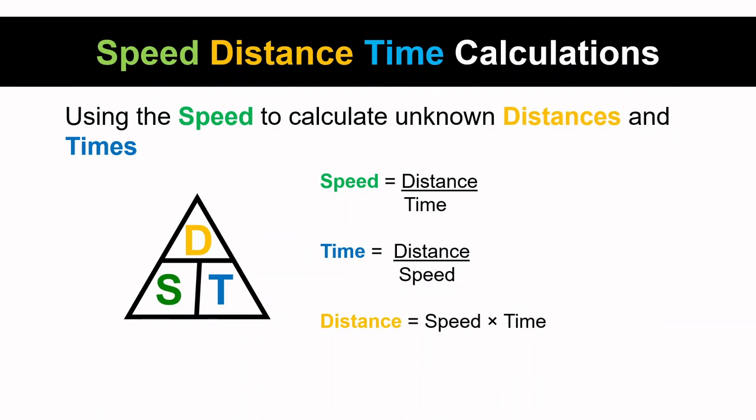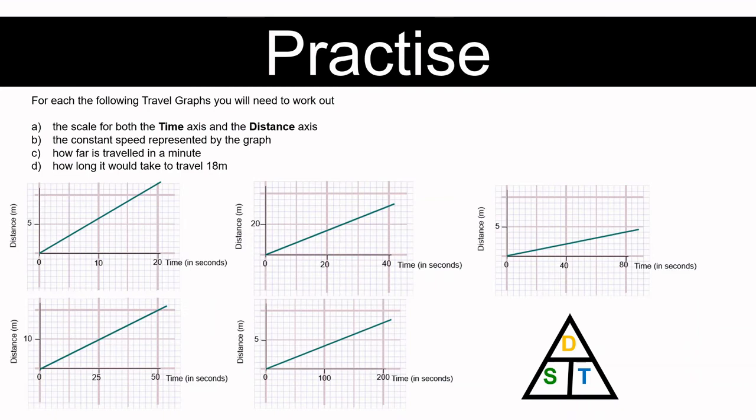Take a minute to revise your speed distance time formulas now. Make sure you've written those down because we're just about to get into the practice exercise. In this practice exercise, you'll look at these 5 different travel graphs. And for each of them, you're going to need to work out the scale for both the time axis and the distance axis. This is the first thing you should do anyways, because you can't work out the values on the graph if you don't know what scale we're using. Then you're going to work out the speed represented by the travel graph. Notice that these are all straight lines, so they all represent a constant speed.